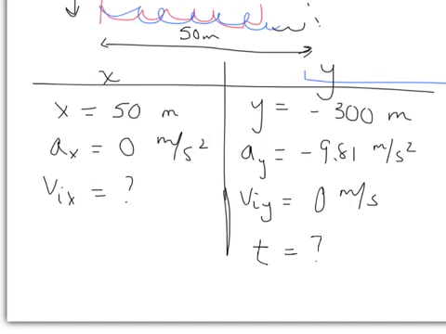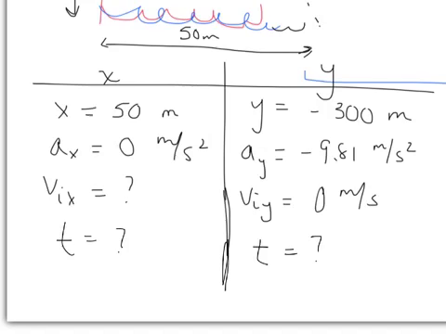So if you can find the time in one direction, what can you do? You can use it in the other. If I can find the time in the y direction or the x, I can then write it down in the other direction to help me find more about the problem. So time is your linking variable.